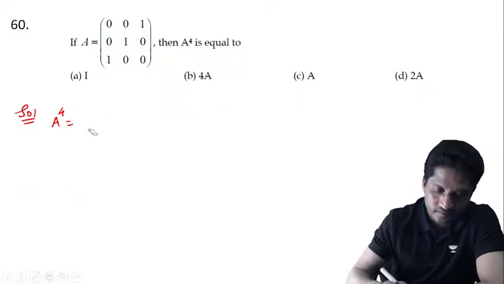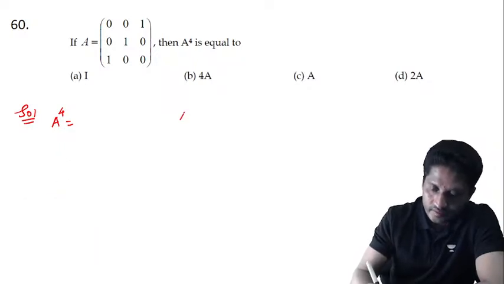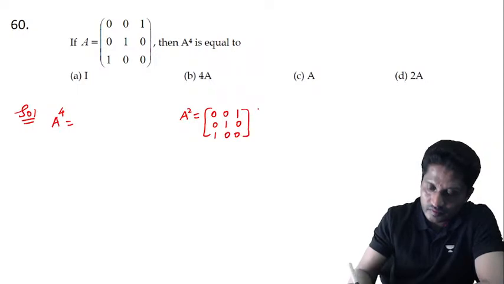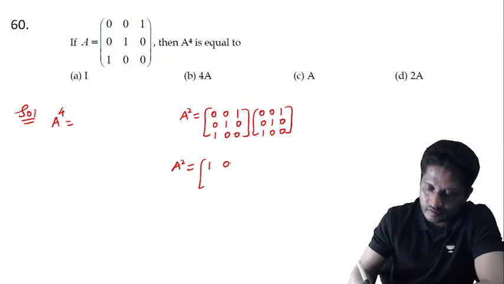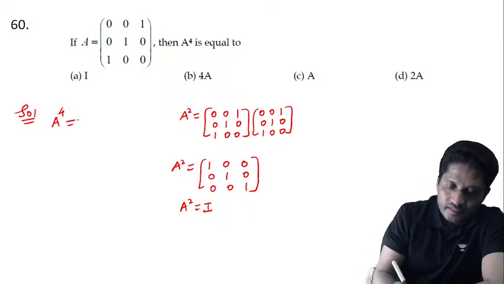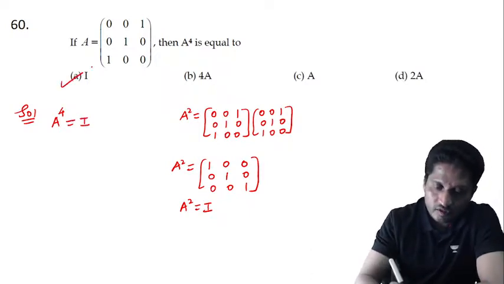Yeah, Gaurav, you're right. Yes. A square is equal to 0 0 1, 0 1 0, 1 0 0, again 0 0 1, 0 1 0, 1 0 0. First row first column will be 1, first row second column will be 0, first row third column is 0. Similarly 0 1 0, and the last row, last column, yes, 0 0 1. So this is A square is equal to I. A square is I, A power 4 is also I. Answer is option A.